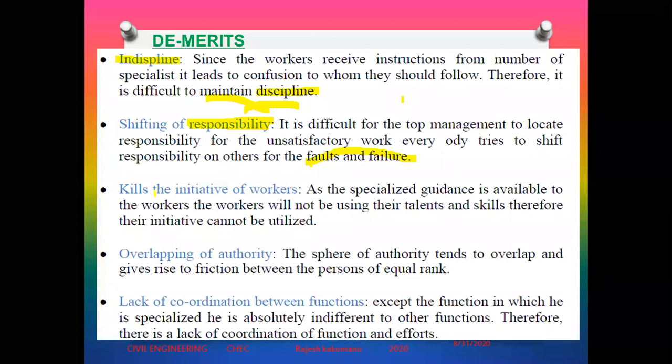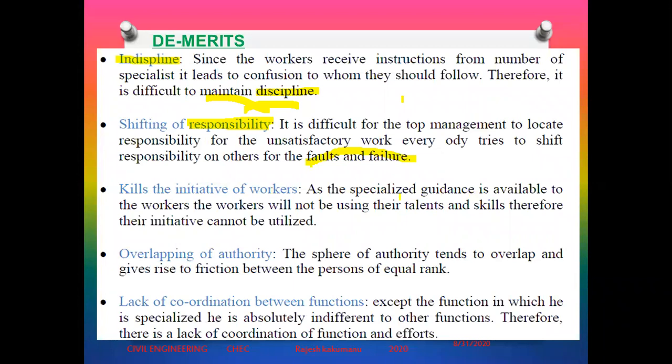Next, it hurts the initiative of the workers. How? As specialized guidance is available to the workers, the workers will not be using their talents and skills, therefore the initiative cannot be utilized.